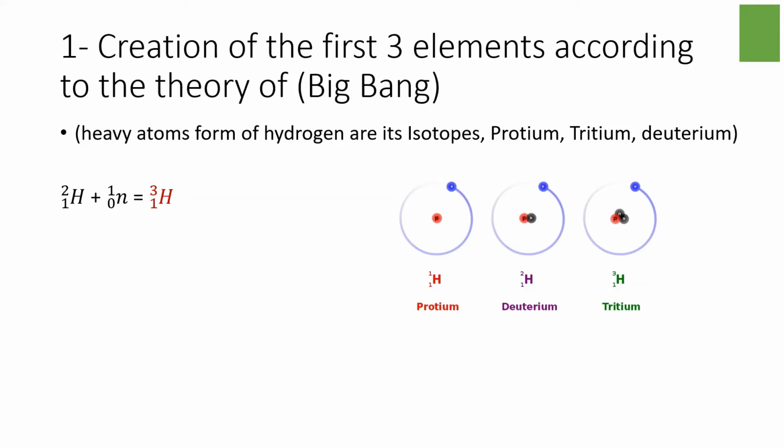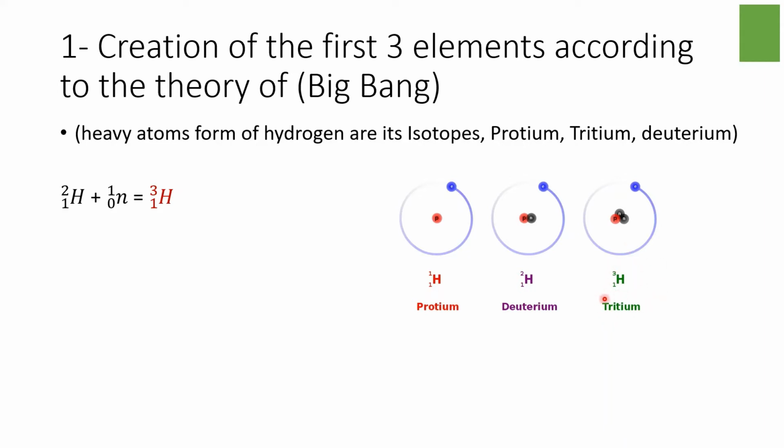And then to understand the number of neutrons inside the nucleus, we should subtract the atomic number from the atomic mass. Then we will have the number of neutrons inside the atom. Here we have three subparticles inside the nucleus of the hydrogen, two neutrons and one proton, which is the isotope of hydrogen.